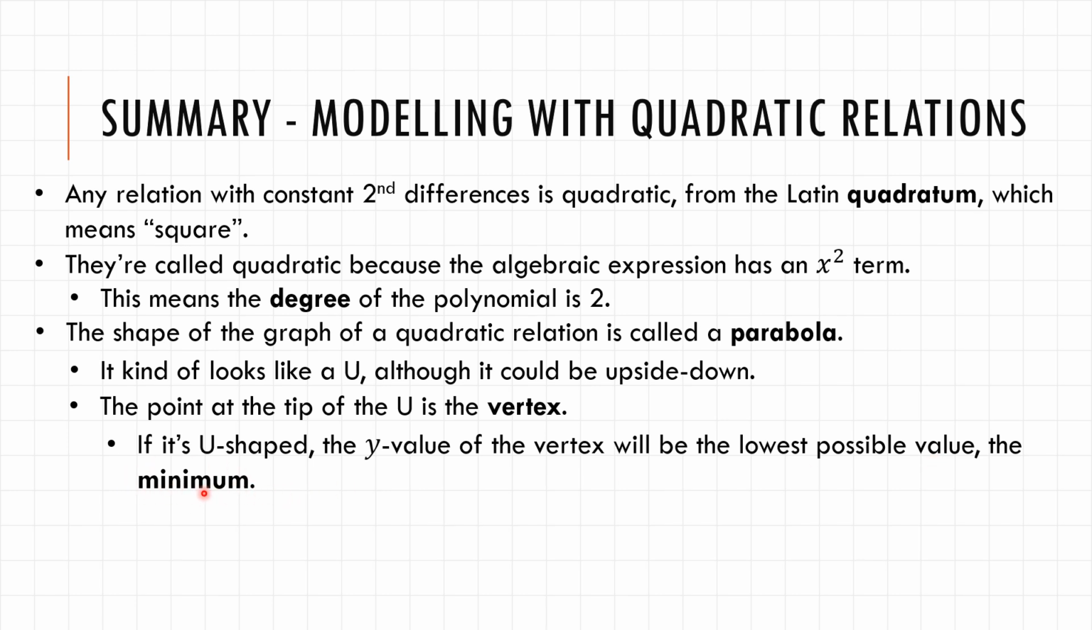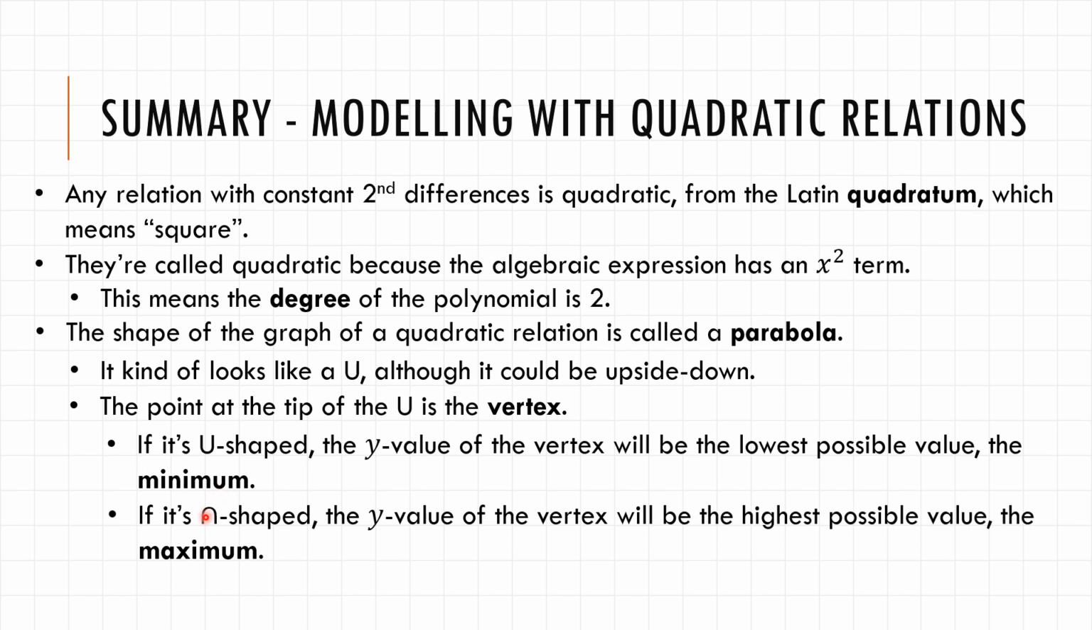Minimum means the lowest, right? And if it's shaped like this, so if it's upside down, then the point would still be here at the tip, but notice that this point is at the very top. This is the highest possible y value, and that's why we call it the maximum. So the y value of the vertex will always tell you either the minimum or the maximum of the quadratic relation. It just depends whether it's shaped like a U or shaped like a U that's upside down.